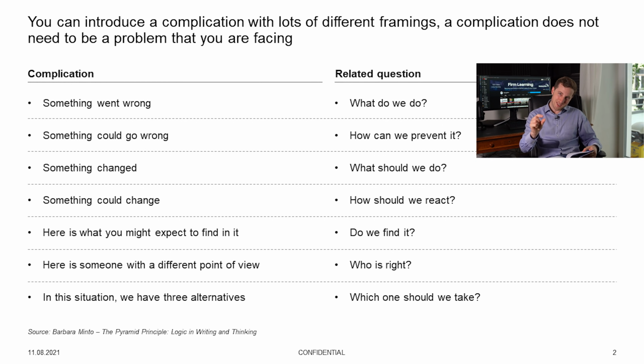Or here's what you might expect to find in it. So what exactly is in the situation? What is going on? Or here's someone with a different point of view. Maybe we all agree that this is how the situation currently looks, but other people hold these other views. This is how other people see it. Or in this situation, we have 3 alternatives. So this is currently what we are facing, and this is now what we could do about it. I hope you understand the complication does not necessarily need to be a problem, but just something that adds to the situation, makes it a little bit more spicy, more worthwhile of our attention.